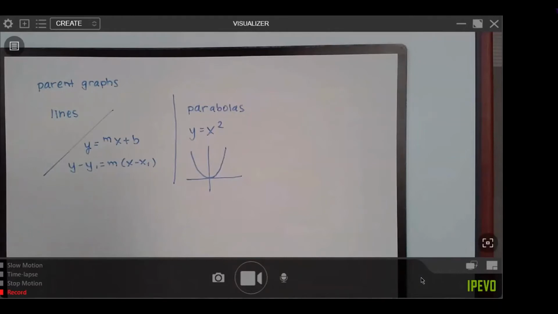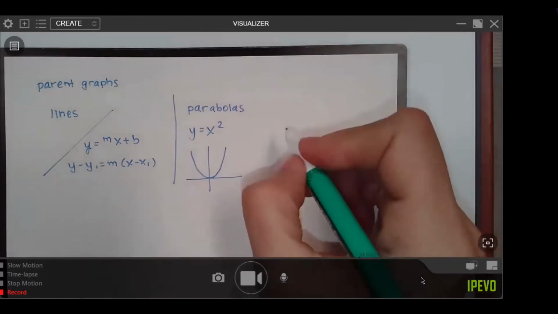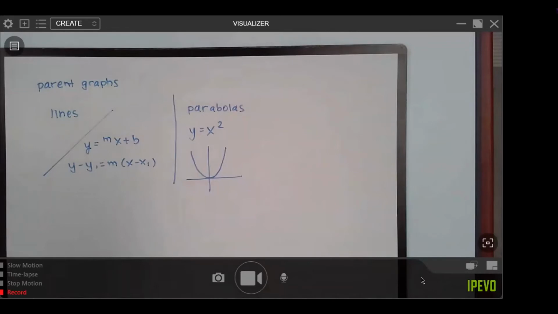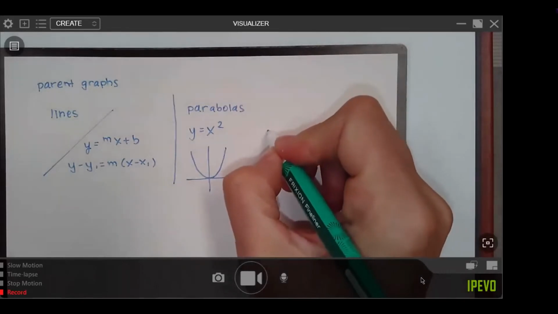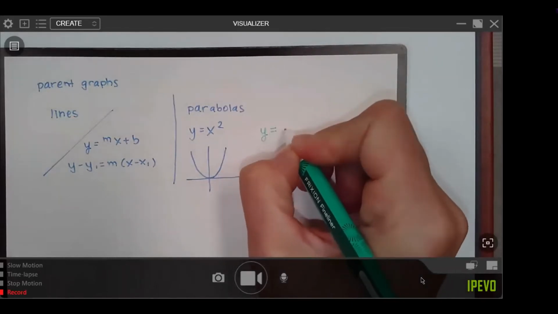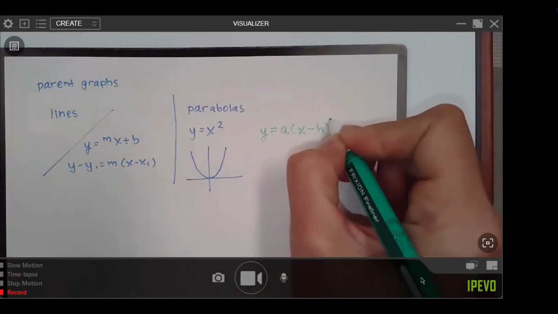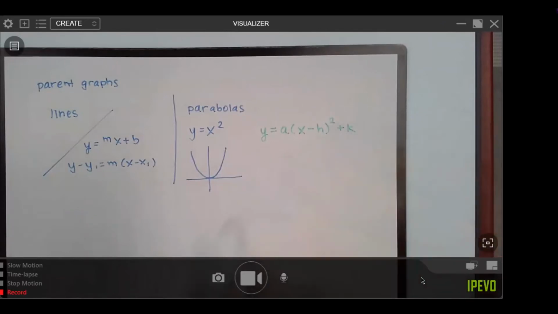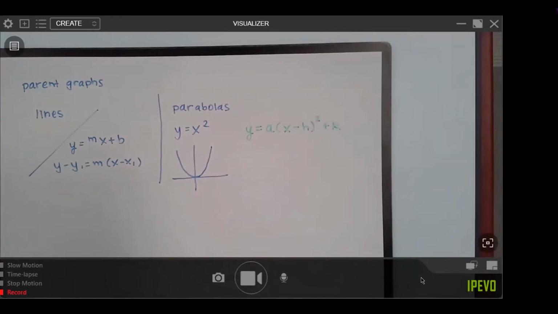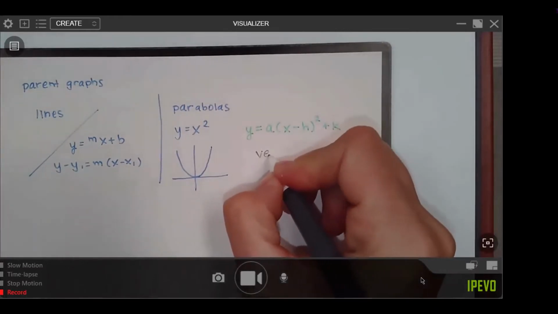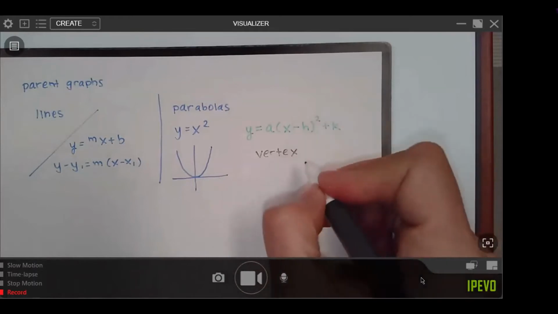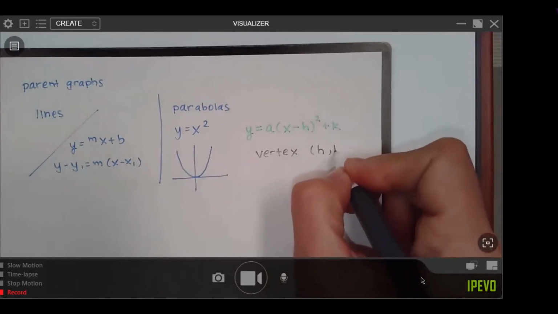So if we're talking about parabolas, they come in lots of different forms. One form that we often use for parabolas, we might call the vertex form. So anything that looks like y equals a number times x minus a number squared plus another number. And we call this the vertex form because the vertex of that parabola is at h comma k.